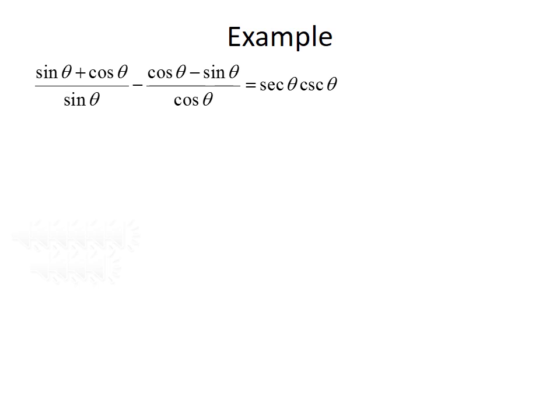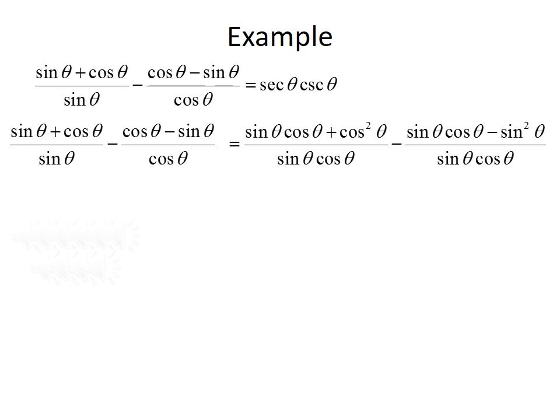Alright, final example. This time we want to show that sine of theta plus cosine of theta over sine theta minus cosine of theta minus sine theta all over cosine theta equals the secant of theta times the cosecant of theta. So we'll start with the left-hand side of the equation. In order to combine these two terms, we need to have a common denominator, so we'll multiply the first term by cosine of theta over cosine of theta, giving us sine theta cosine theta plus cosine squared theta all over sine theta cosine theta. And we'll multiply the second term by sine theta over sine theta.